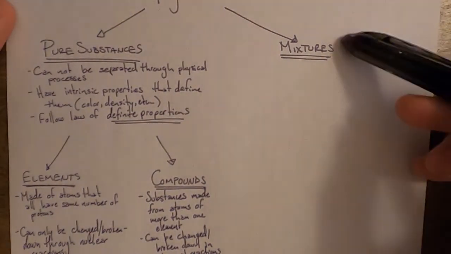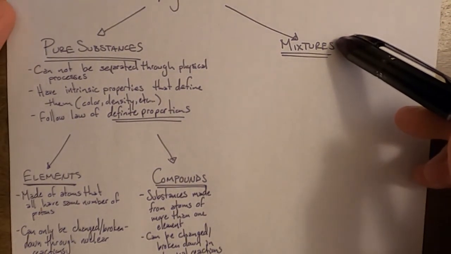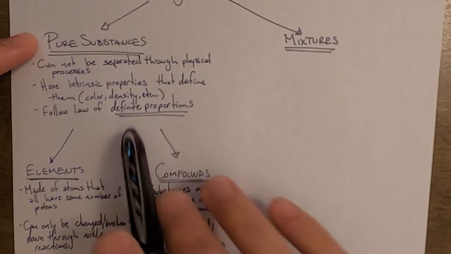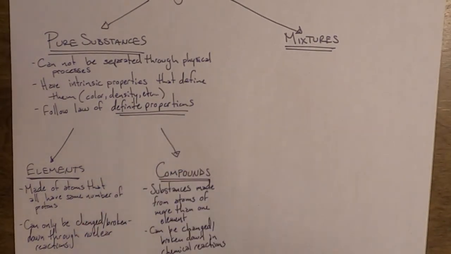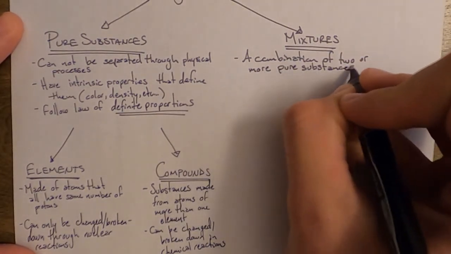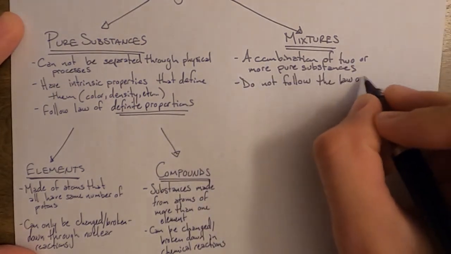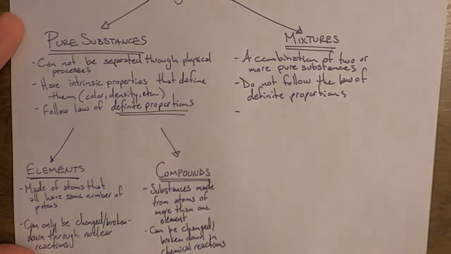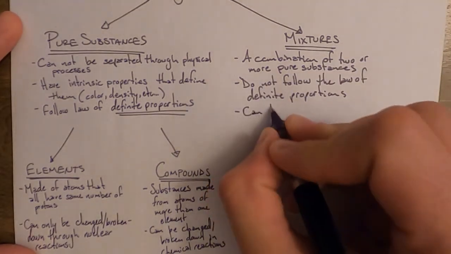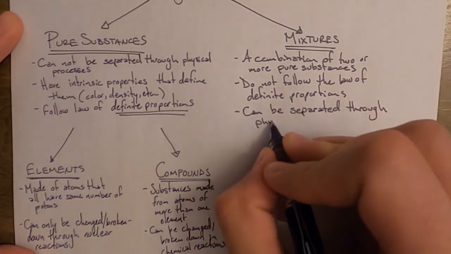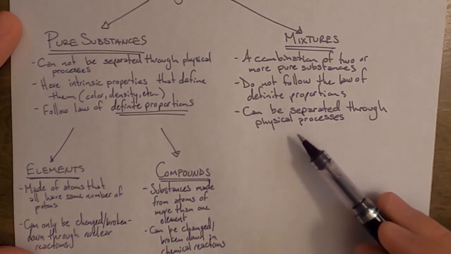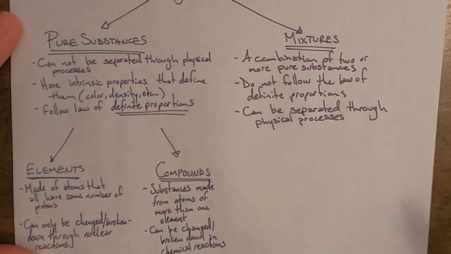Now we'll move on to mixtures. A mixture is just 2 or more pure substances mixed together in any type of ratio or proportion. They do not have to follow the law of definite proportions. In addition, mixtures can be separated through physical processes. So things like filtering or distilling are physical processes, ways to separate different components of a mixture.